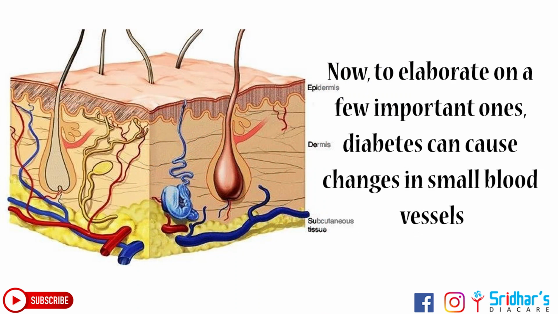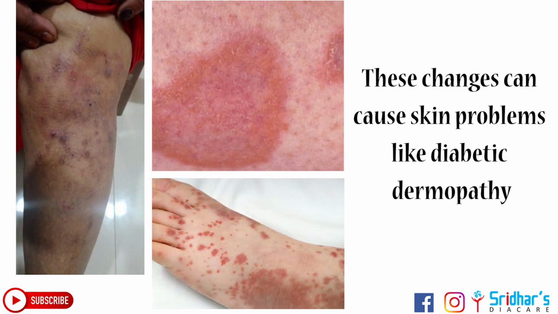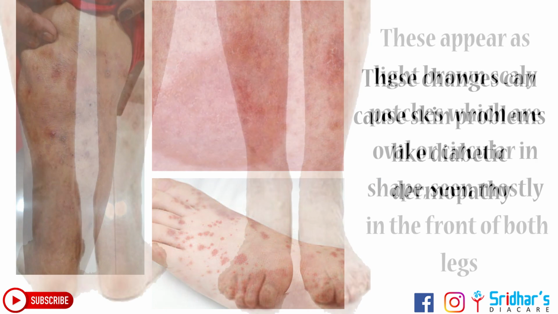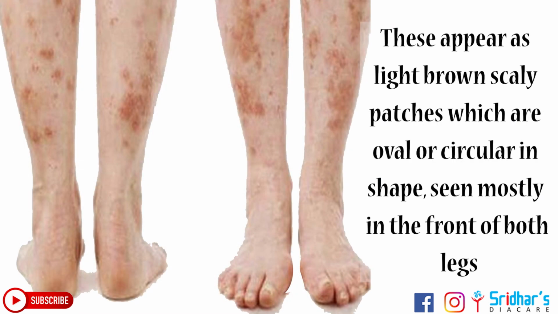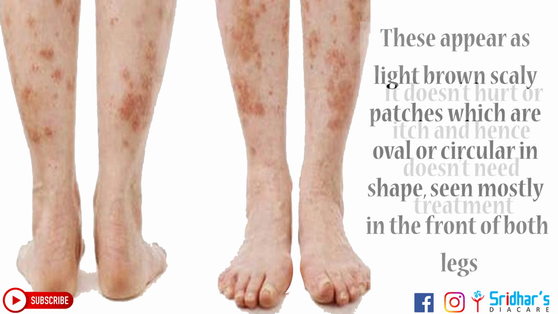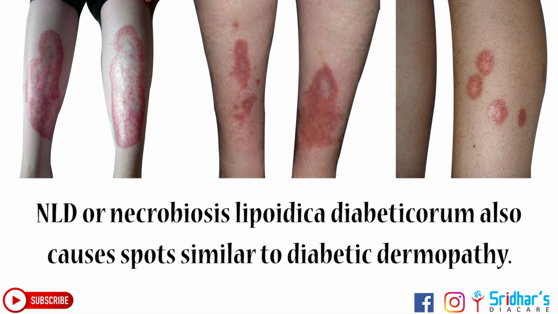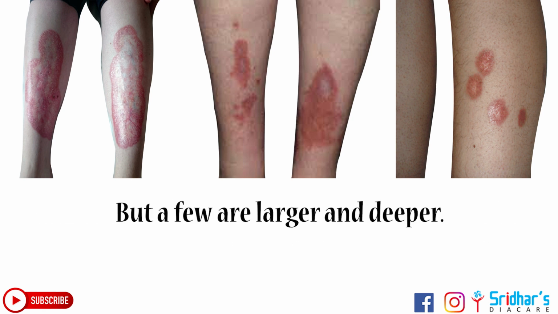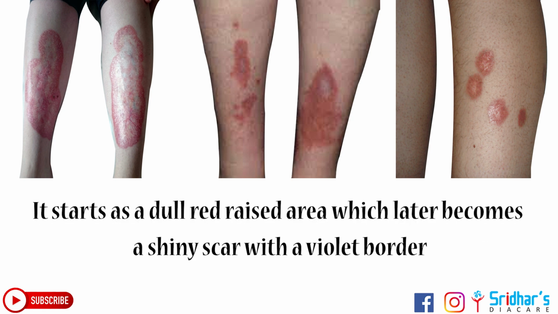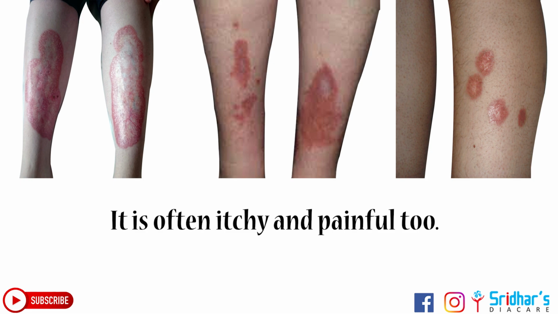Now, to elaborate on a few important ones, diabetes can cause changes in small blood vessels. These changes can cause skin problems called diabetic dermopathy. These appear as light brown, scaly patches which are oval or circular in shape, seen mostly in the front of both legs. It doesn't hurt or itch and hence doesn't need treatment. Now, NLD or necrobiosis lipoidica diabeticorum also causes spots similar to diabetic dermopathy but are fewer, larger, and deeper. It starts as a dull red raised area which later becomes a shiny scar with violet border. It is often itchy and painful too.